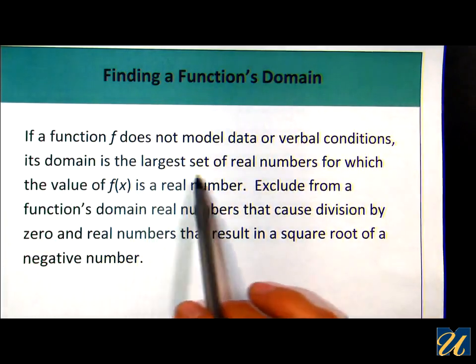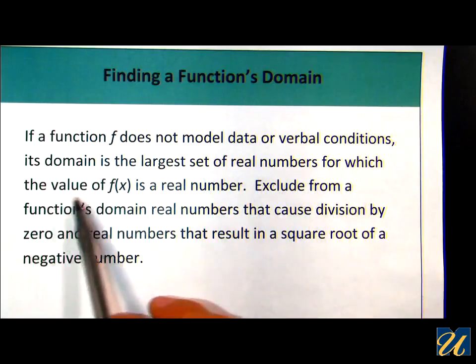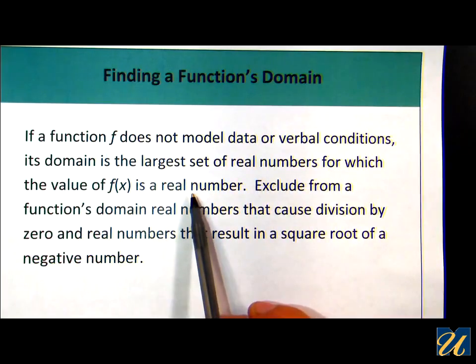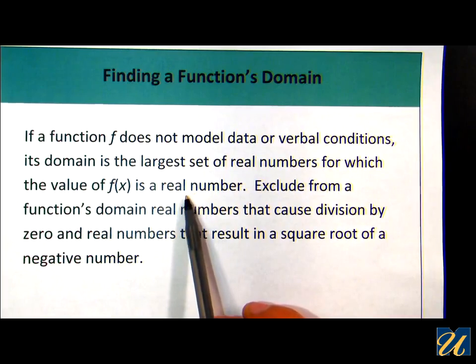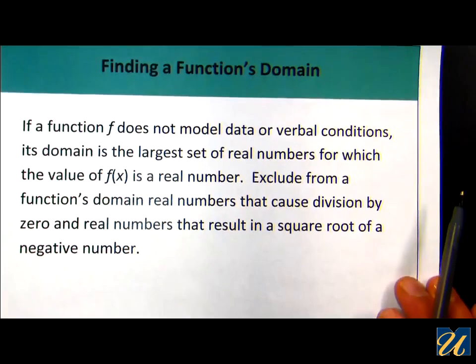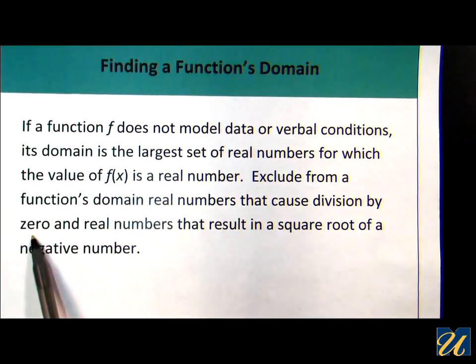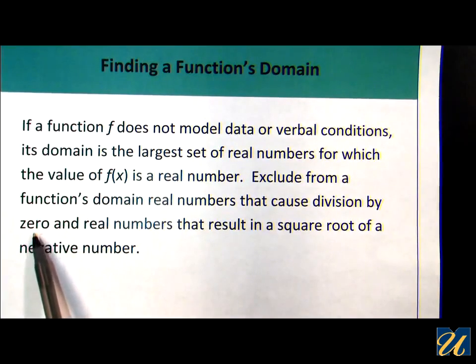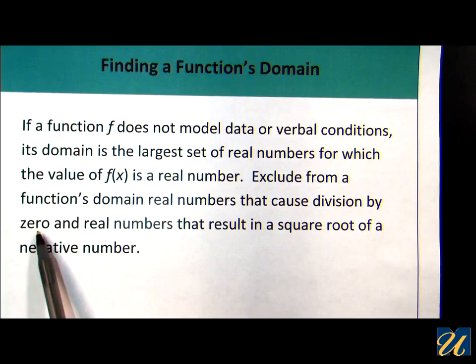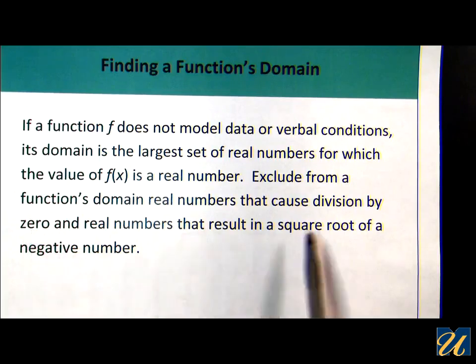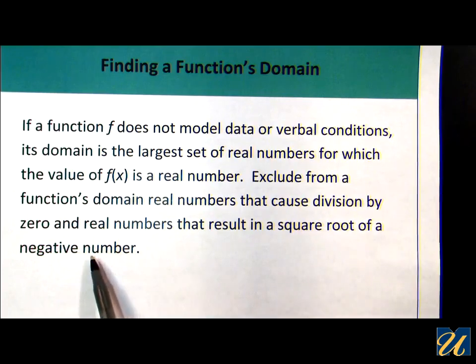The domain is the largest set of real numbers for which the function is defined. And when are functions not defined? Well, in a basic way, we have to exclude numbers that cause division by zero. That occurs when you have rational functions, quotients, and denominators. And when you take even roots, like square root, fourth root, sixth root of a negative number, that results in a non-real number. So that has to be excluded. Let's take a look at an example.